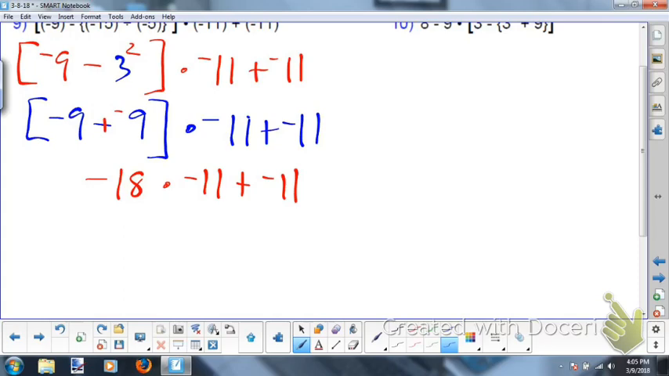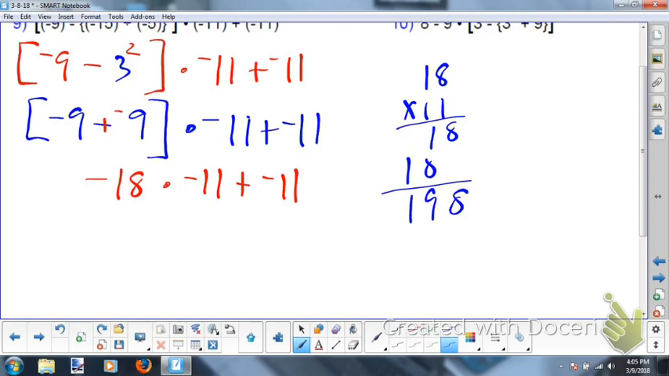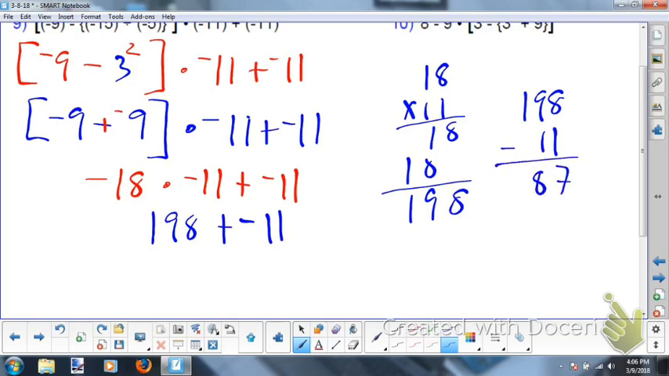Now I got a negative times negative. It's going to leave me a positive. So I just need to do 18 times 11. Well, that gives me 8, 1, 8, 1. And this is 8, 9, 1. So 198. So I have 198 positive plus negative 11. Okay? So now I'm going to add these two different signs. This is positive, this is negative, so it's really like subtraction. So I'm going to take my 198, my larger absolute value, take away the smaller absolute value, 11. I get 187, and that's my final answer.